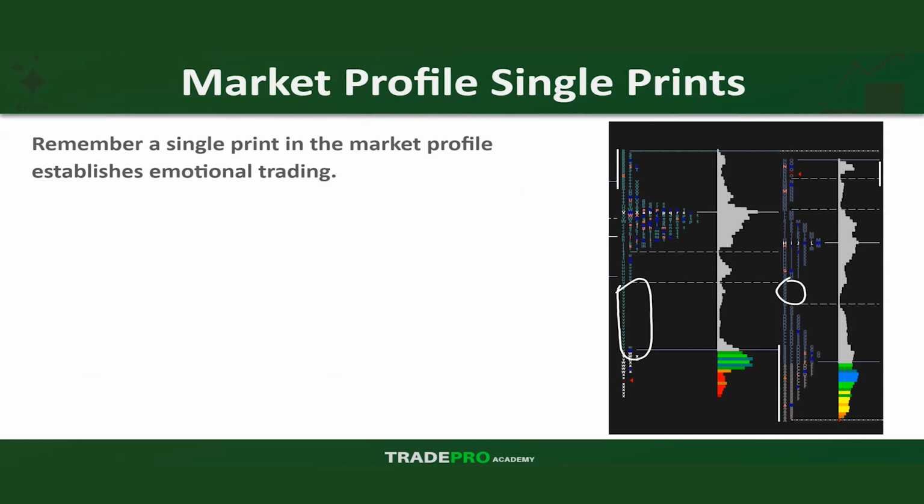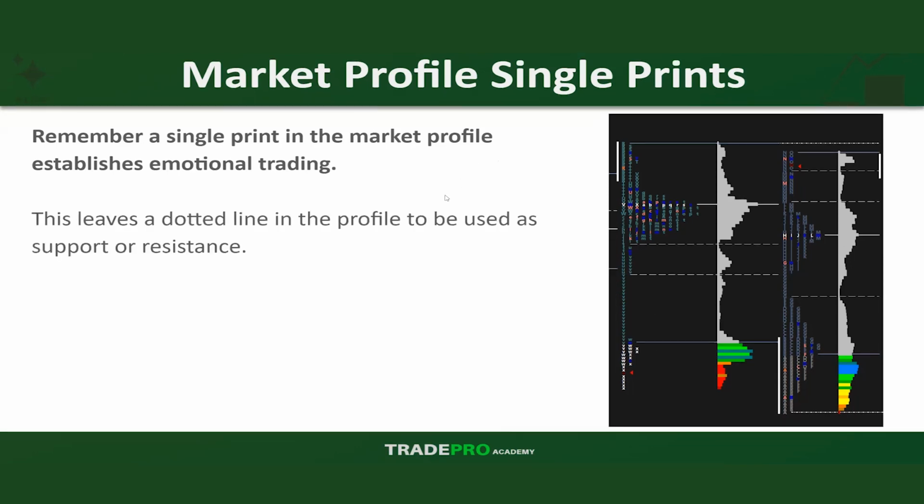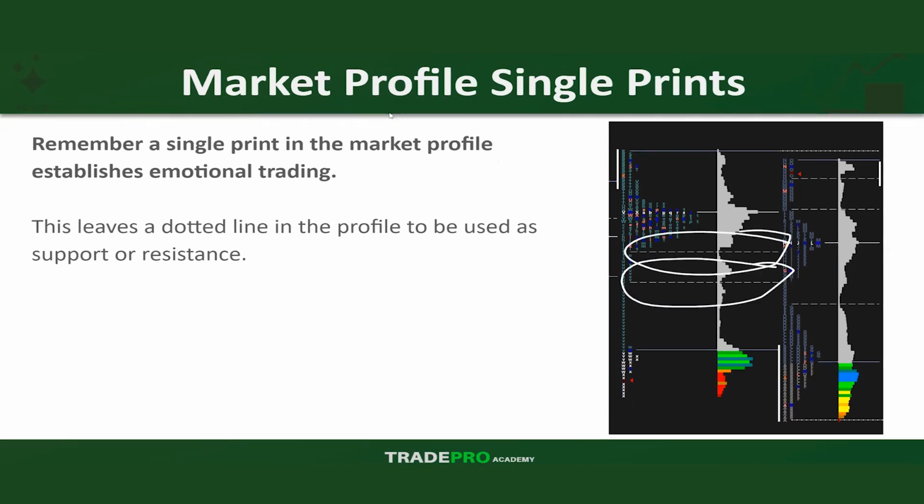Now, single prints are letters, single areas that do form within the market profile. And when we look at Sierra Chart here, this is the platform that we use, they get established. We get to visualize them with this dotted line that I just circled twice.